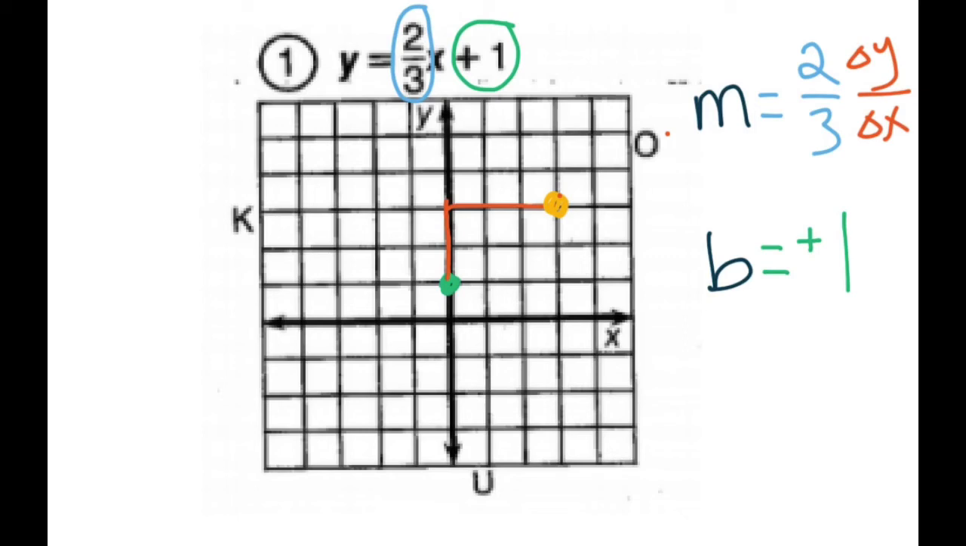And we're going to go now from the green point, we're going to go the opposite way. So the opposite of going up 2 would be going down 2. And instead of going right 3, it would be go left 3.